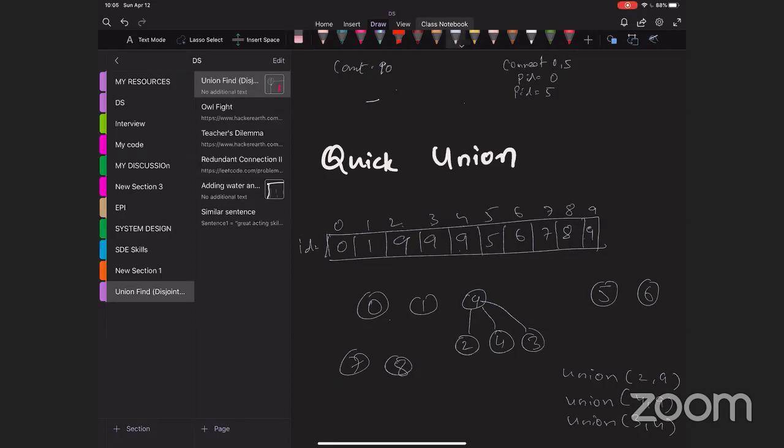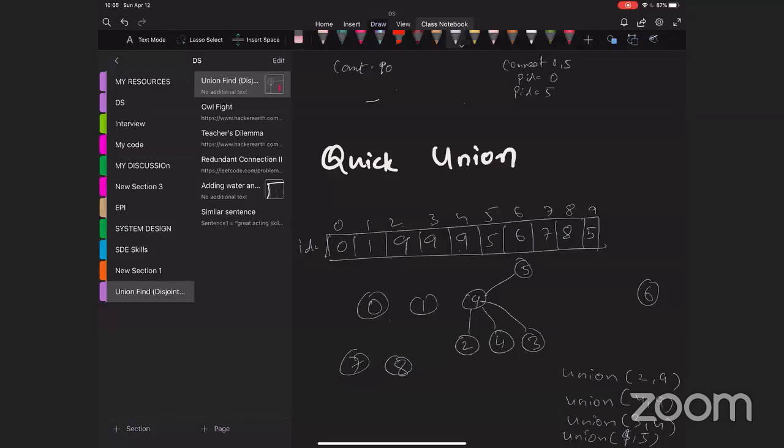Okay. Now, these things can become a little bit problematic, and we'll see that. Now, what I'll say is union 5 and 9, connect 9 and 5, right? So in this case, what happens is that now 5 comes here, right? And we are replacing 9 with 5. Okay, so far with me?